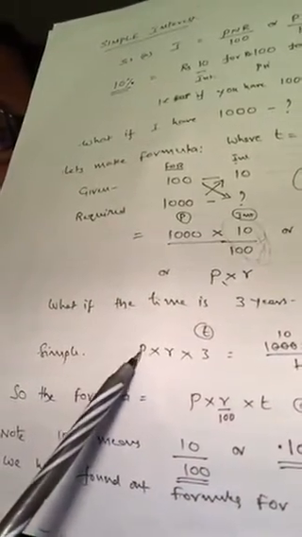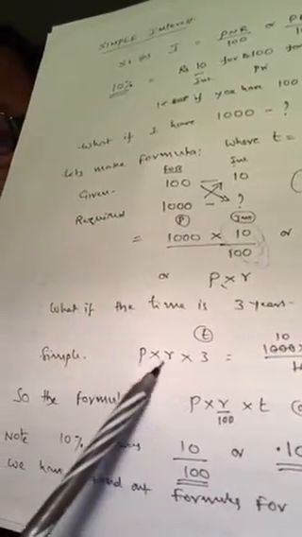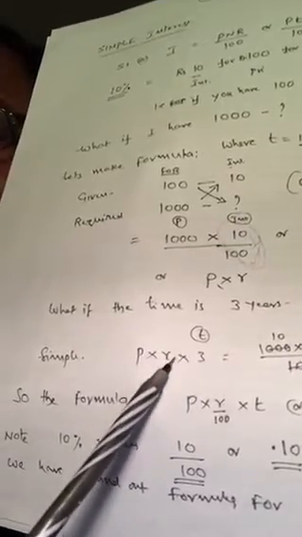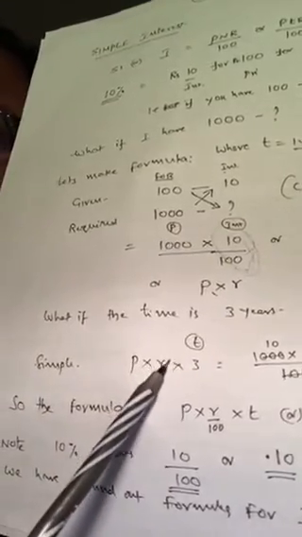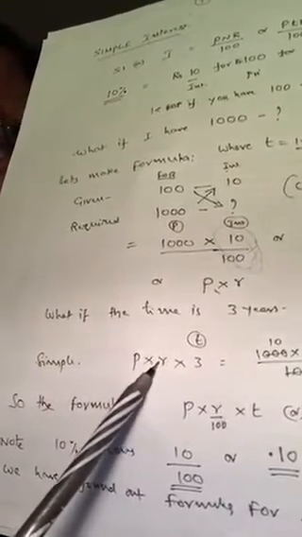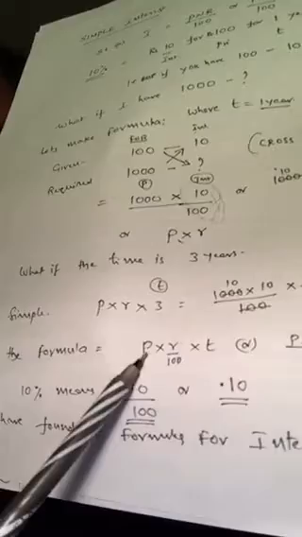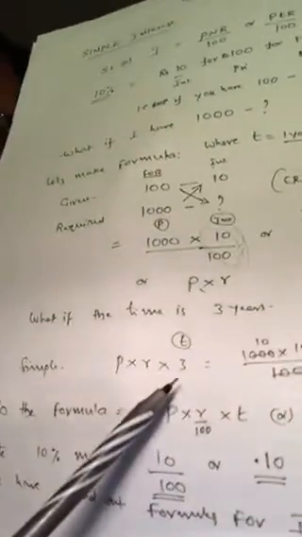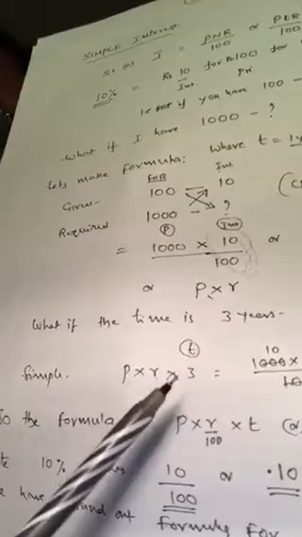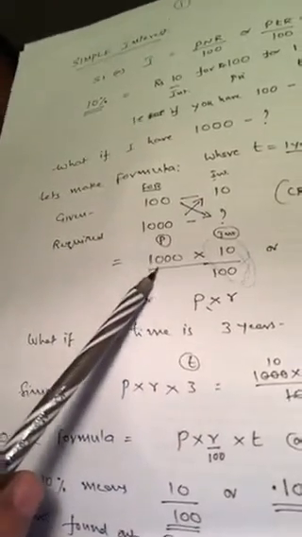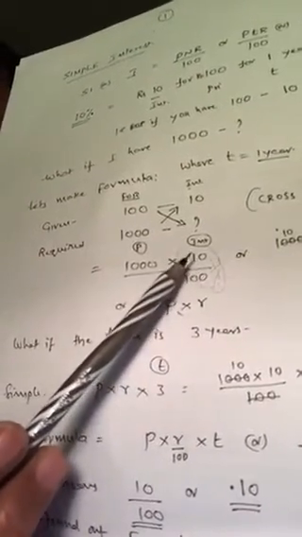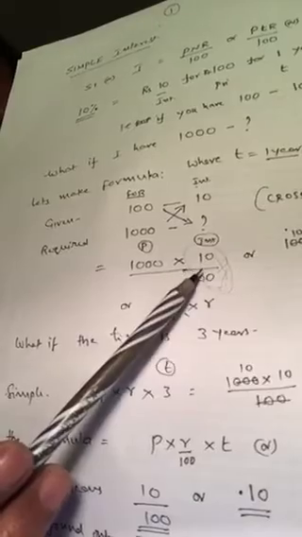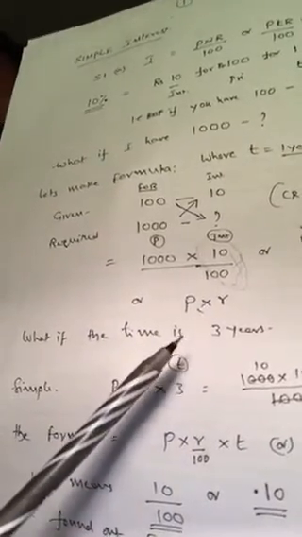Now you see P into R into T. I am again reminding you, this R can also be represented either as a fraction as 10 by 100, or as 0.10. Fine. Now the other question: we understand the interest formula, how much interest we are getting. Now I am asking you, you have 1000 rupees, you put it for 1 year at 10% interest rate, and after 1 year totally how much are you going to get?